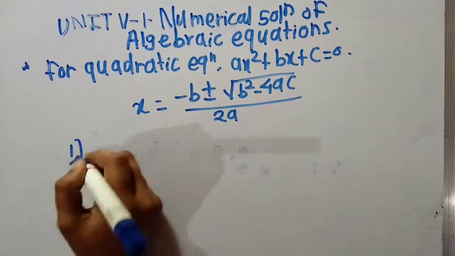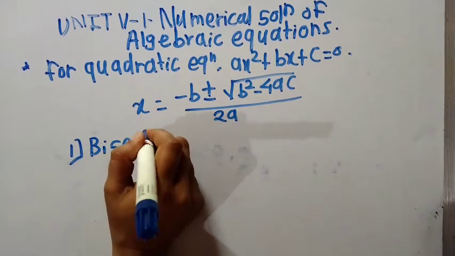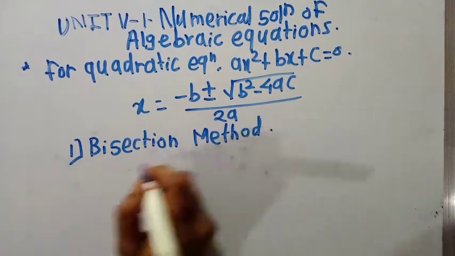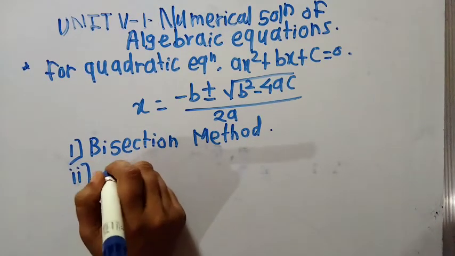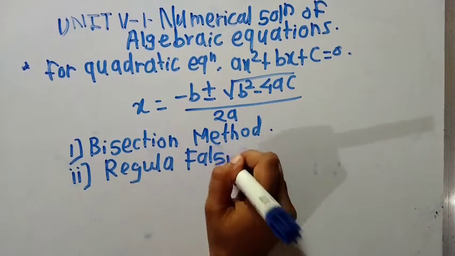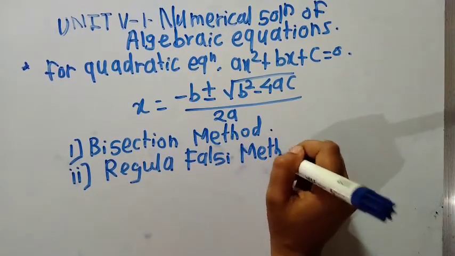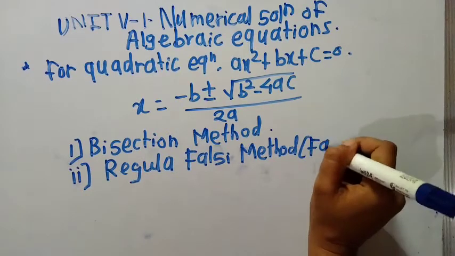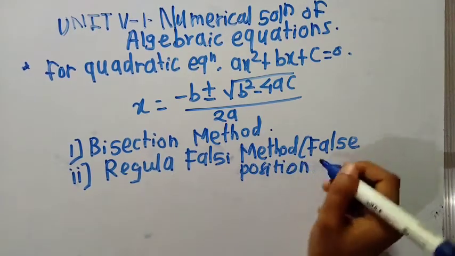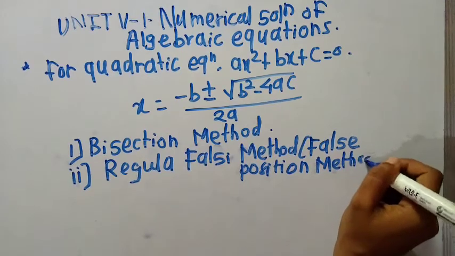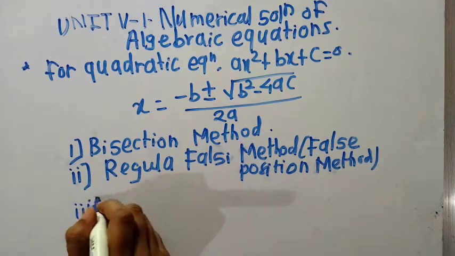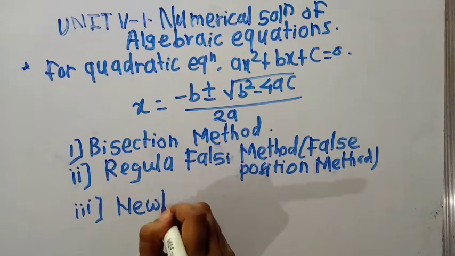Here we studied first is bisection method. Second is regula falsi method, or false position method. And third is Newton-Raphson method.